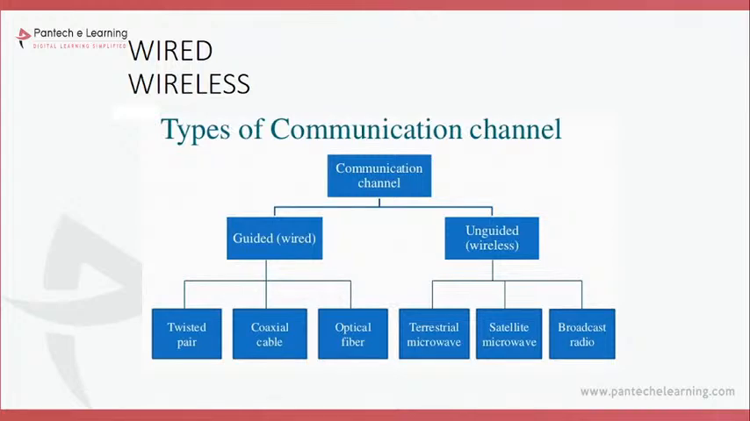Unlike twisted pairs and coaxial cables, fiber optic uses light pulses that are generated by a laser or an injection diode. These are used only for data transmission. Each pulse of light represents a single bit of data. So this is the structure of optical fiber. We can also call it fiber optic. Both are the same.